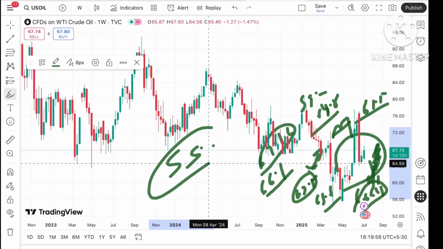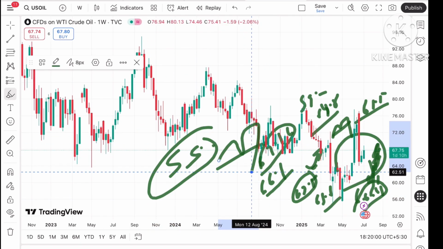Okay, so chances of going towards 55, because that is already weak, so we can see the price can move further low.